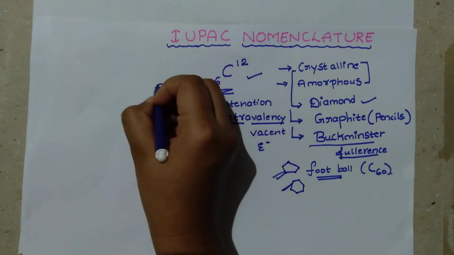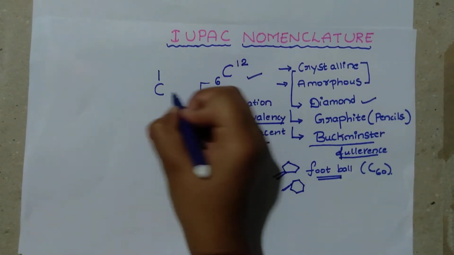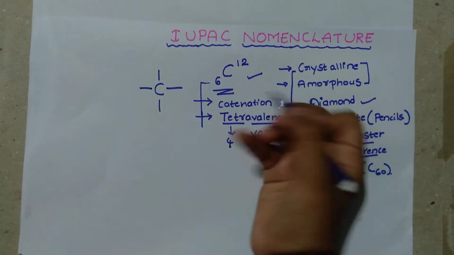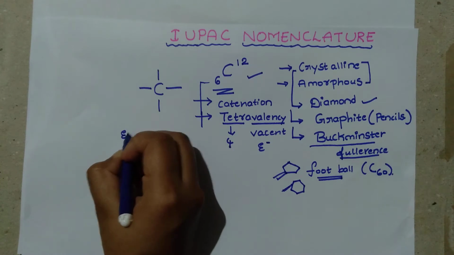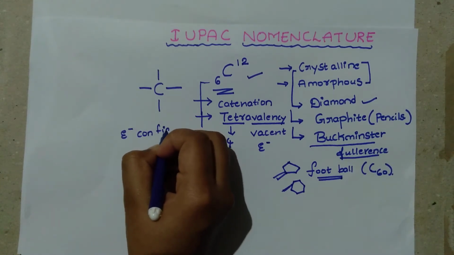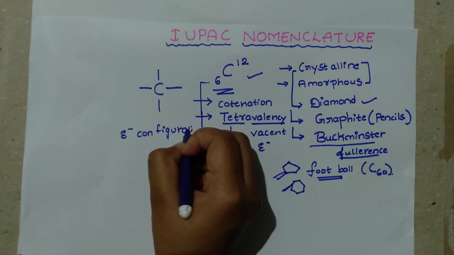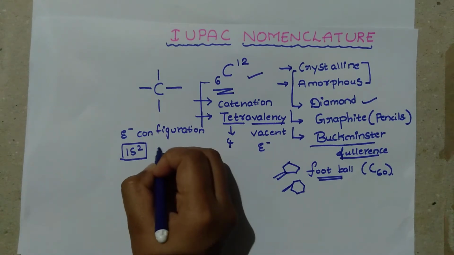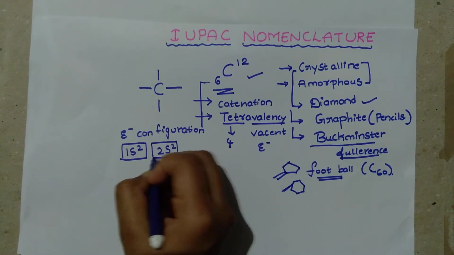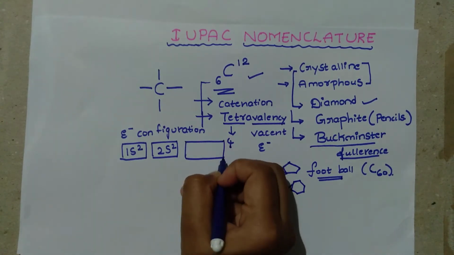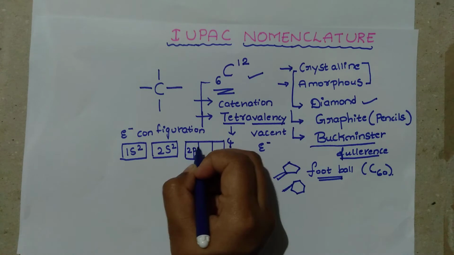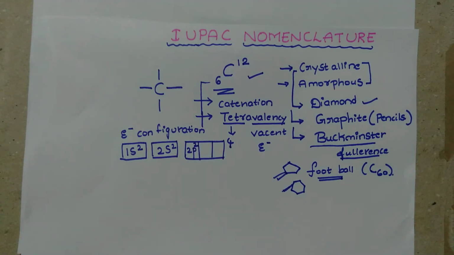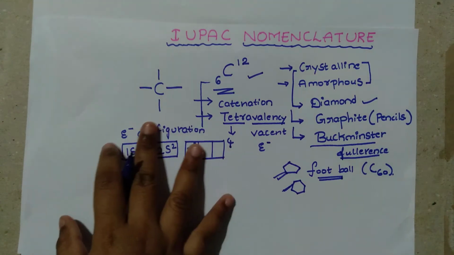Why? Let us see. Carbon has 4 vacant electrons. Let us go to the electronic configuration of carbon. We can observe 1s2, 2s2, 2p2. This is the electronic configuration of carbon, so it has 4 vacant electrons.